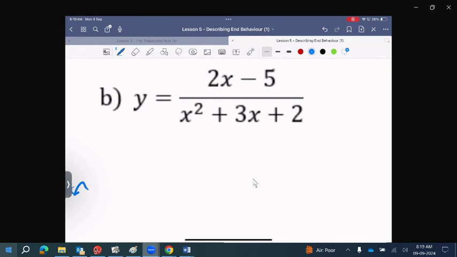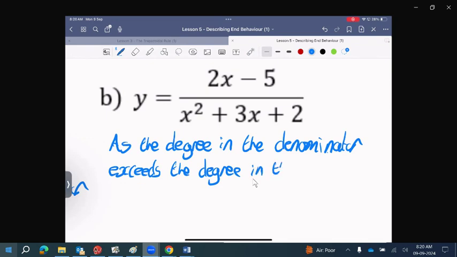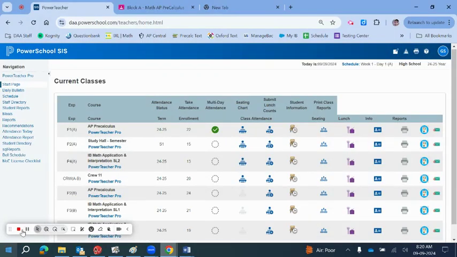All right, let's have a look. So as the degree in the denominator exceeds the degree in the numerator, the horizontal asymptote is y equals 0. Okay, I will start a new video for the polynomial division.